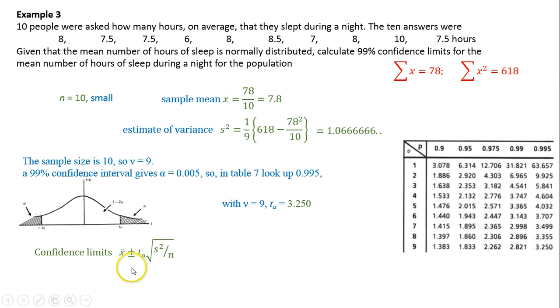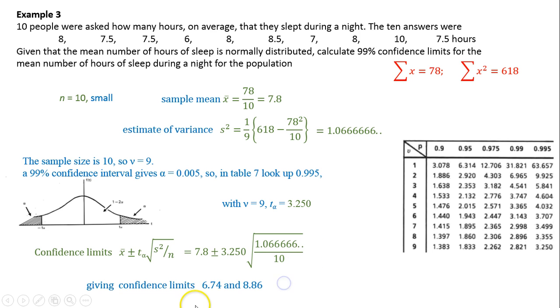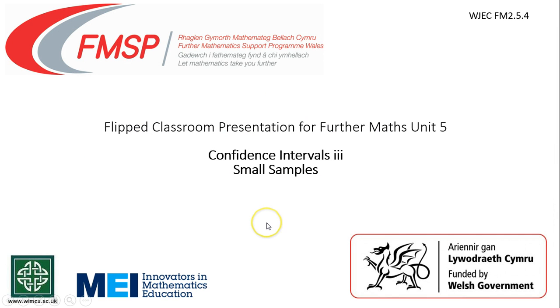So our confidence limit again, we substitute in, so 7.8 for x bar plus or minus the t that we've got from table 7 times the square root of the variance, which is s squared over n, and we get limits, endpoints for the interval, 6.74 and 8.86. So whenever you've got a small sample and an unknown variance, it's got to be the t distribution. And that's the end of the presentation for small samples with confidence limits.